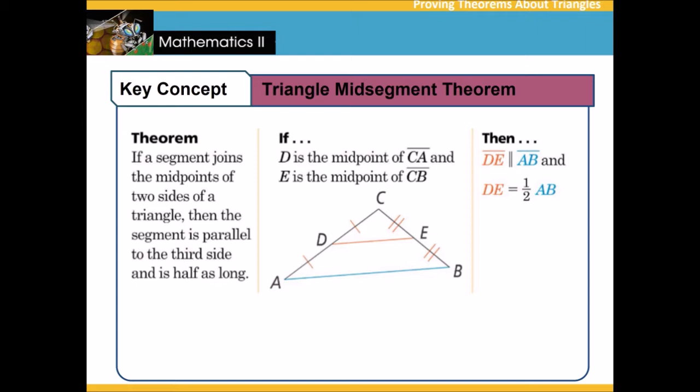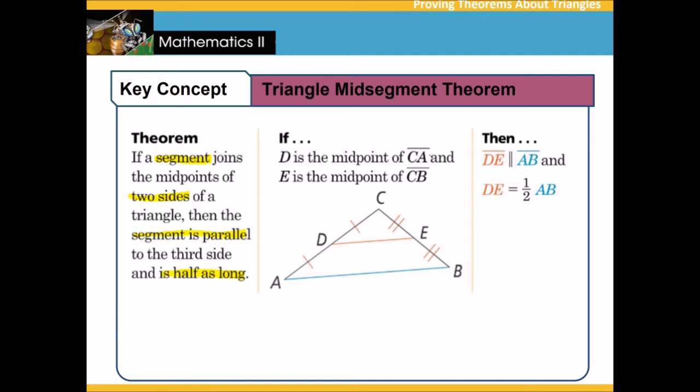So our first key concept is that if a segment joins the midpoints of two sides of a triangle, then the segment is parallel to the third side and is half as long.